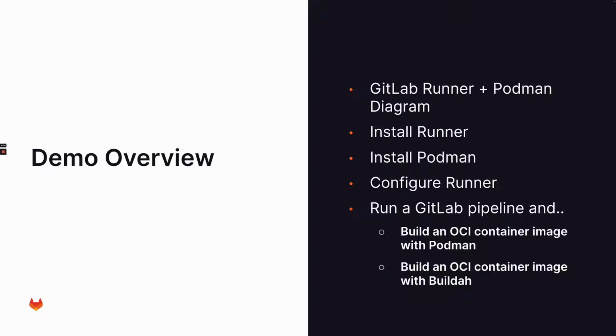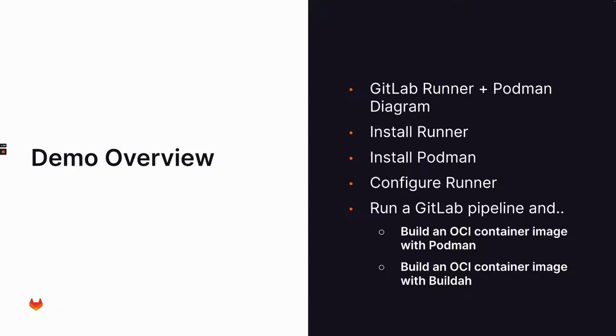Then I'll dive into the configuration of Runner and specifically the updates required to the Runner config.toml file to show the changes that you need to implement in order to use Podman as a drop-in replacement for Docker. Finally, I'll demonstrate building a container image using Podman and then also using Buildah as a container runtime. These pipelines will be executed on the runner that we previously configured to use Podman.